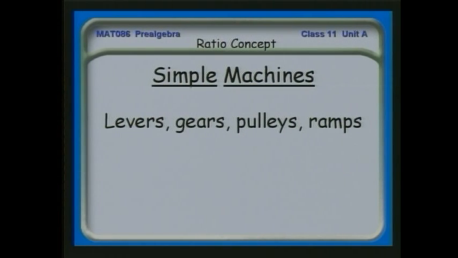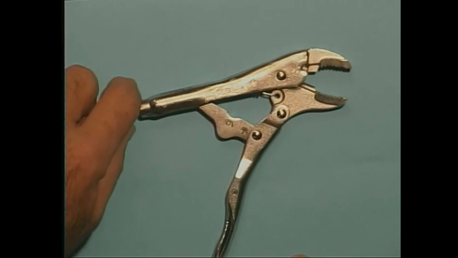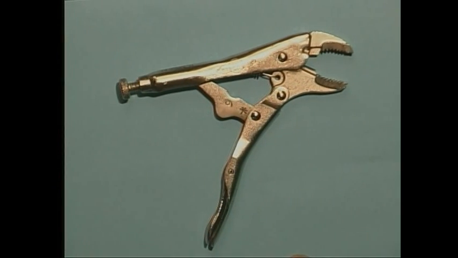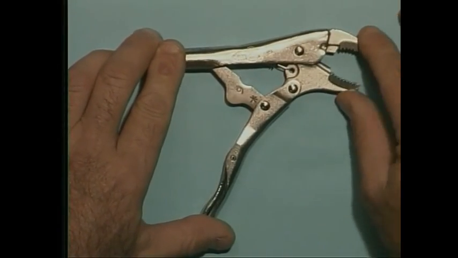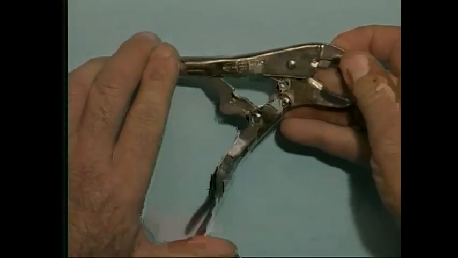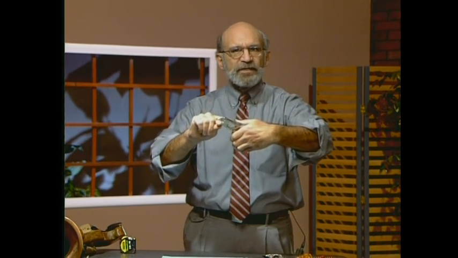Another use for ratio deals with simple machines, things like levers, gears, pulleys, ramps, and so forth. And it turns out that tools are simple machines. For example, here is a vice grip. And we can talk about the mechanical advantage of the machine, which is the force out, how much effort I can get out of this thing for how much goes in. So, for example, if I squeeze on this, how much does my finger get mushed for how much effort do I apply here to the handle?